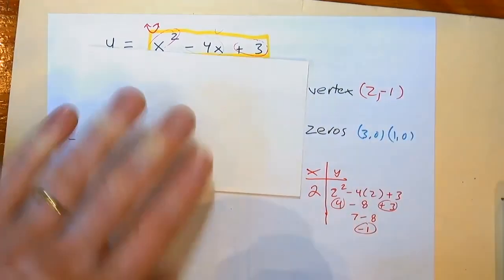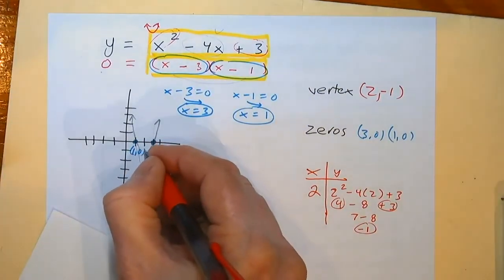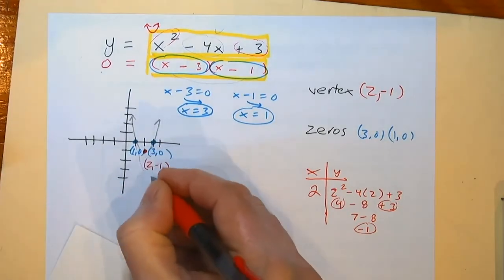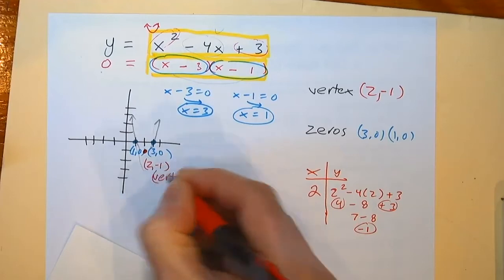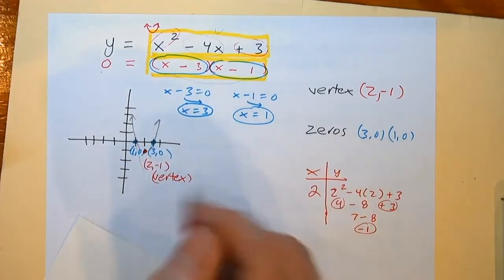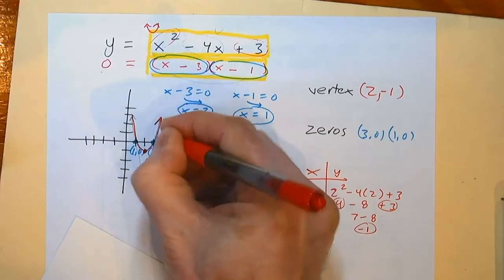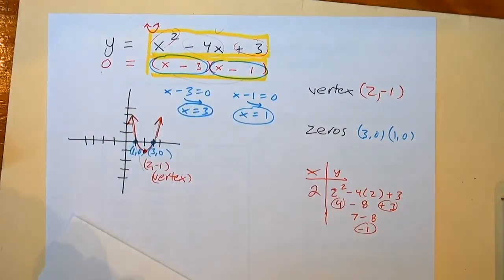When you plug in 2, you get negative 1, which makes sense. 2, negative 1. This is the vertex. Very important, vertex. These were the zeros. So now you can draw your parabola in, right there. It's absolutely perfect, 2, negative 1.